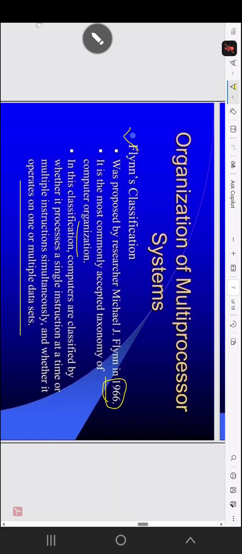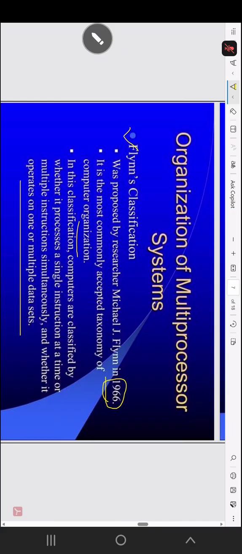So what is the purpose of Klein classification? It tells whether a system can execute a single instruction or multiple instructions at once, and whether it operates on one or more data sets. Organization of multiprocessor system using Klein classification: it classifies systems based on how they handle instruction and data during execution.